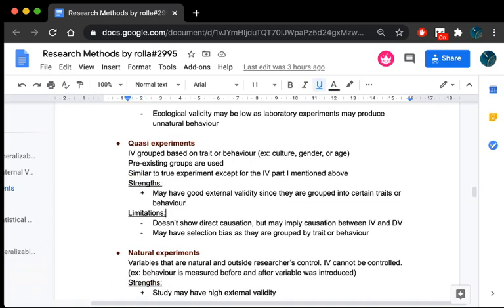This may have good external validity since they're grouped in certain traits, so the study can be representative of these certain traits or behaviors. But it doesn't show direct causation. It only usually implies causation.